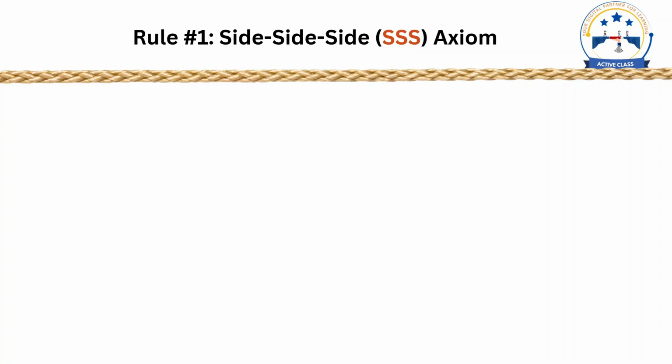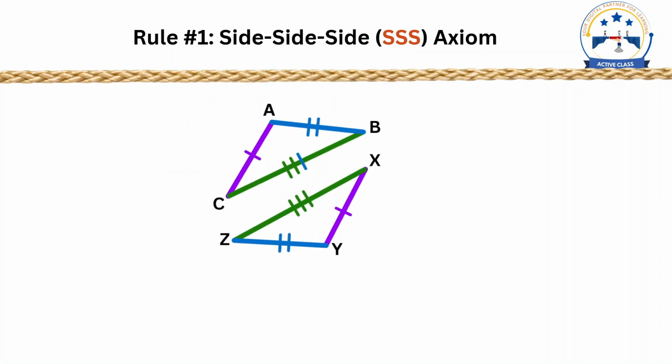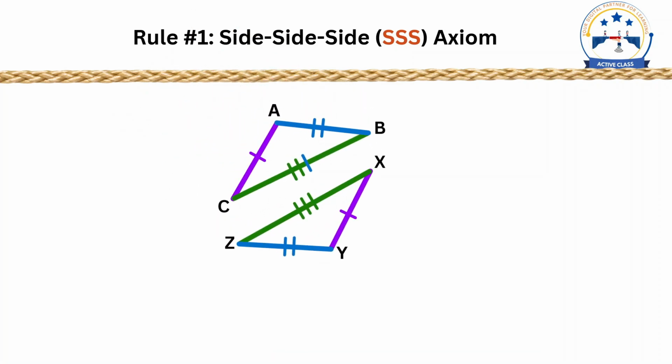Our first rule is side, side, side, or SSS axiom. The term axiom means a statement that is accepted as true without proof. It is considered self-evident and doesn't need further proof. Please have a look over these two triangles. They are congruent by SSS axiom.